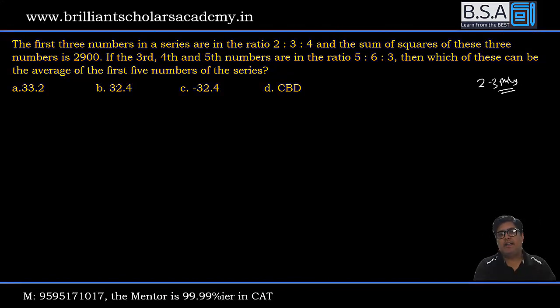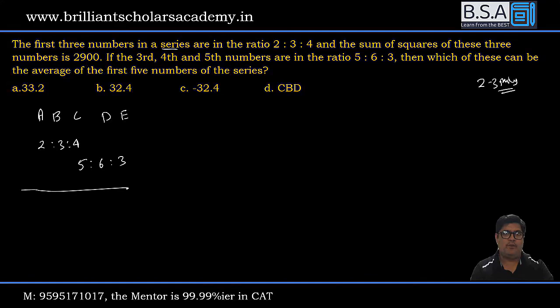So if I call these numbers A, B, C, D, and E, there are 5 numbers in a series. It says there is a series of numbers. The ratio of the first 3 is 2, 3, 4, and ratio of third, fourth, fifth is 5, 6, and 3. This is what we call scaling of ratios. Because the third number is common in both, it must be equal. So the multiple of both is 20.